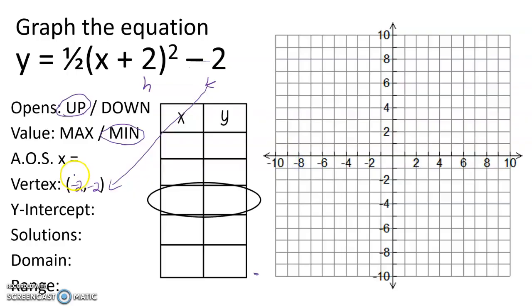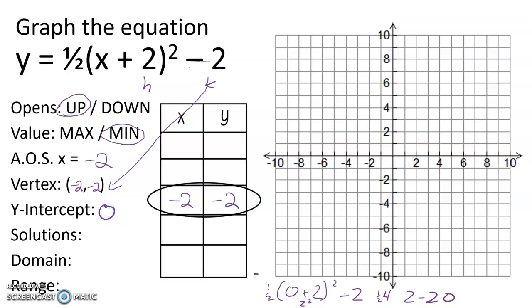Alrighty. Now the axis of symmetry is the x value of my vertex. So x equals negative 2. All right? I'm going to go ahead and plug in the vertex right in the middle here. The graphing is going to stay the same. All right? Y-intercept, plug in 0 for x. 1/2, 0 plus 2 squared minus 2. 0 plus 2 is 2. Squared is 4. 4 times 1/2 is 2. Minus 2, that's going to get me 0. So my y-intercept, oh shoot, it's just going to be 0, all right? Solutions, we'll get back to that. Domain is still the same, negative infinity to positive infinity.